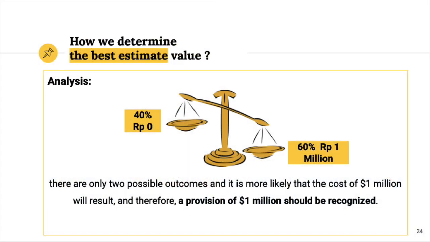Paragraph 40 of PSAK 57 indicates that the individual most likely outcome may be the best estimate of the liability. However, even in such a case, the entity considers other possible outcomes. But in this example, there are only two possible outcomes, and it is more likely that the cost of 1 million will result, and therefore a provision of 1 million should be recognized.